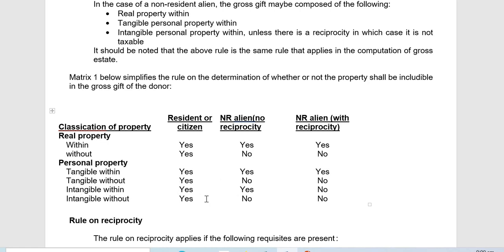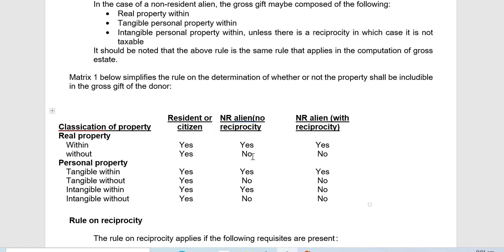Intangible na within, so, dili ta mag-differ. Kasi pag intangible na within, taxable si RC, NRC, or RA kasi within and without siya. Pero si NRA no reciprocity, taxable siya. Pero si NRA with reciprocity, exempt ito. Even though within siya. Pero pag intangible na without, of course, ang taxable lang kay RC, NRC, og RA. So, yun lang.